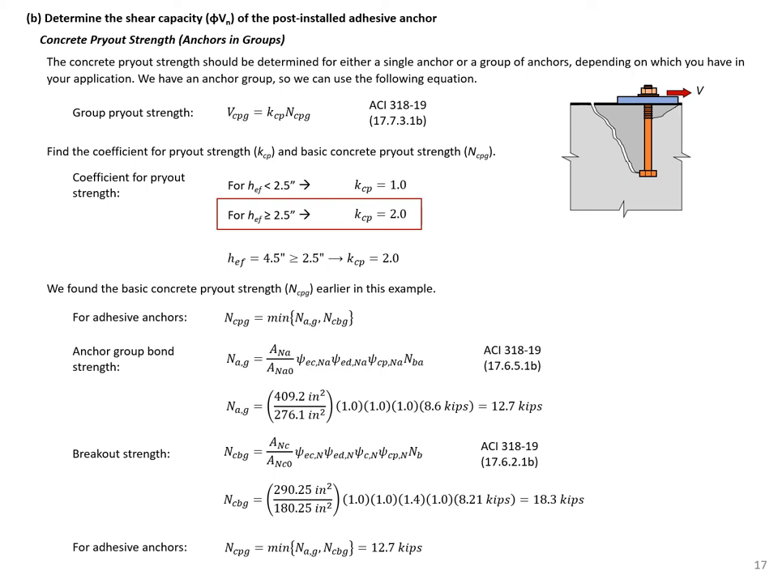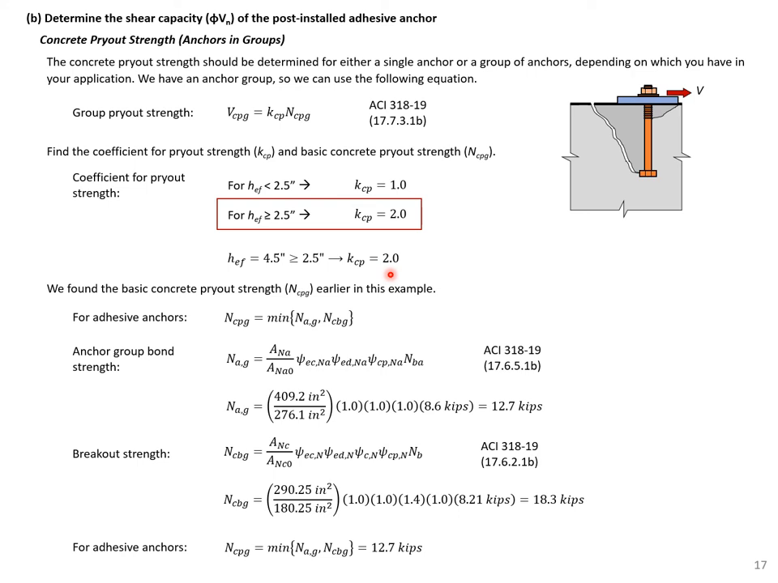The last failure mechanism that we need to look at in shear is the concrete pryout strength for our anchor group. And you can see kind of what that failure mechanism looks like here with our shearing and the prying out of our anchor. We need to find a couple different coefficients. So our coefficient first, our K sub CP, is dependent on if our H sub EF, our embedment length for our anchor, is greater than or less than 2.5 inches. In our case, our embedment length is 4.5 inches, greater than 2.5 inches. So our K sub CP is going to be equal to 2.0.